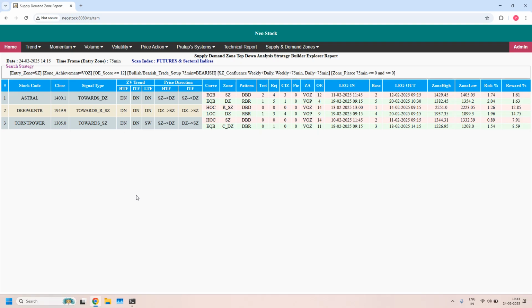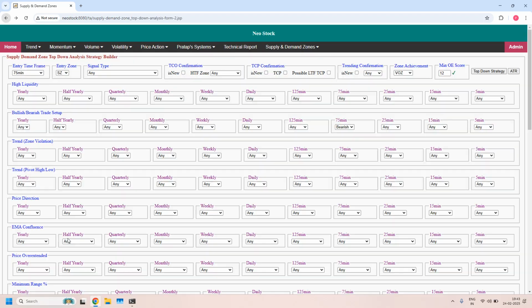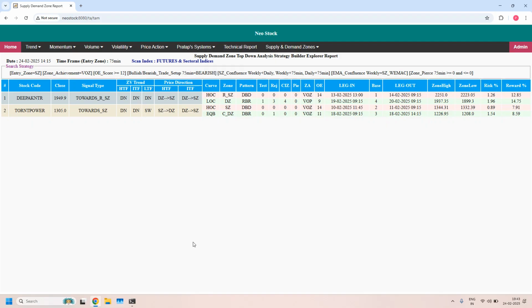If the weekly supply zone has weekly EMA confluence, they are even more high probability trade setup supported stocks. Let's verify. For EMA confluence at weekly, I am setting weekly supply zone having weekly EMA confluence. Out of 3, we got 2 stocks. So these 2 are even more high probability trade setup supported 75 minute supply zones. So this is about the weekly income trade bearish trade setup.